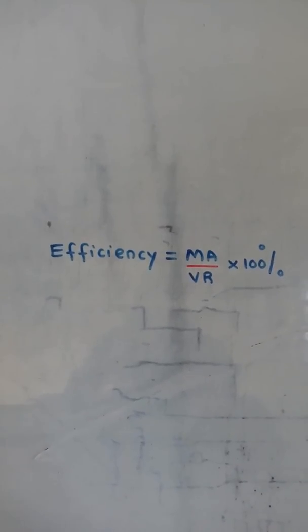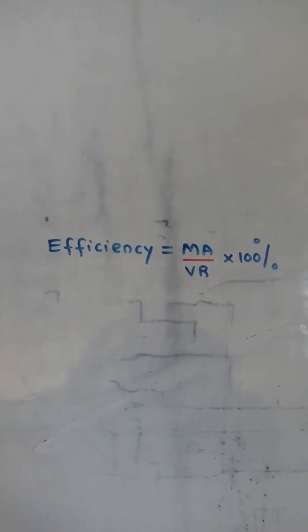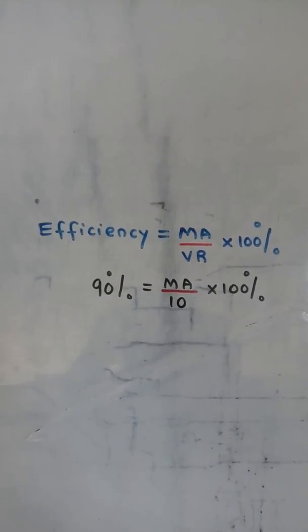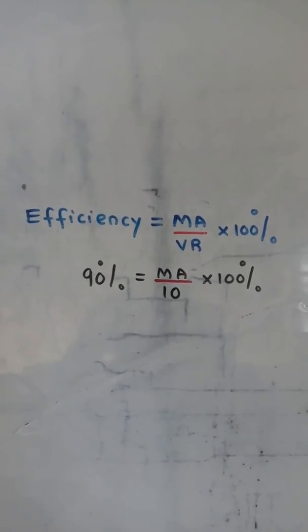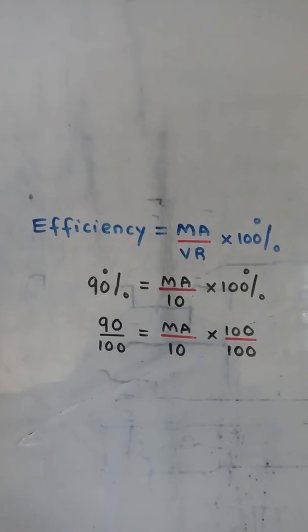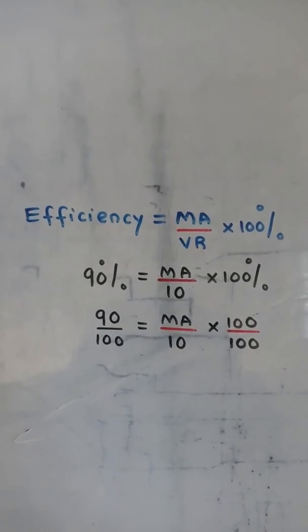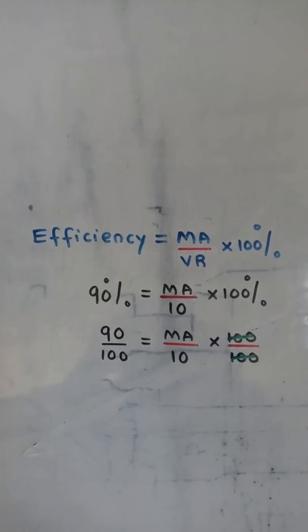B, the mechanical advantage of the wheel and the axle. From efficiency is equal to mechanical advantage over velocity ratio times 100%. Then 90% is equal to mechanical advantage over 10 times 100%. Then 90 over 100 is equal to mechanical advantage over 10 times 100 over 100. 100 and 100 cancel each other.